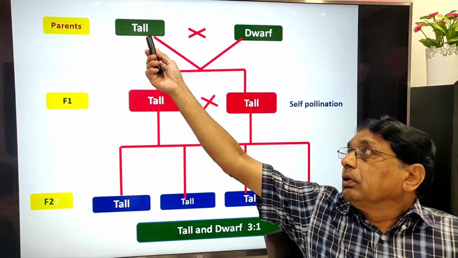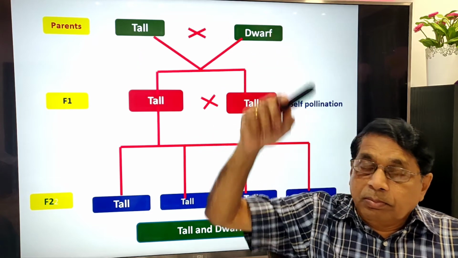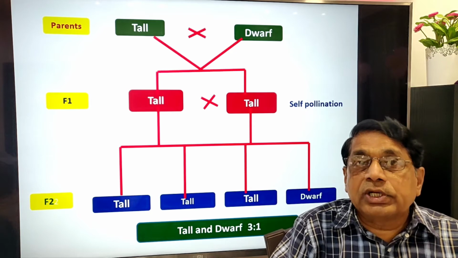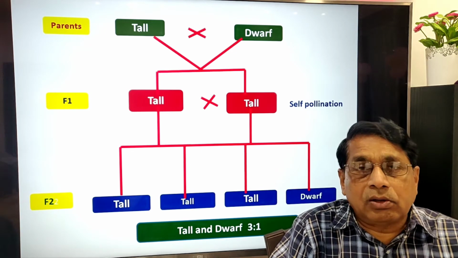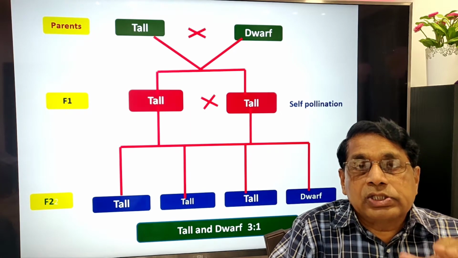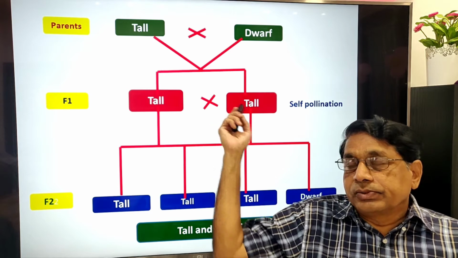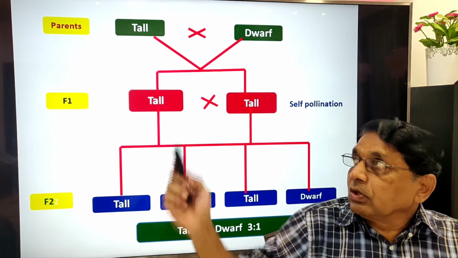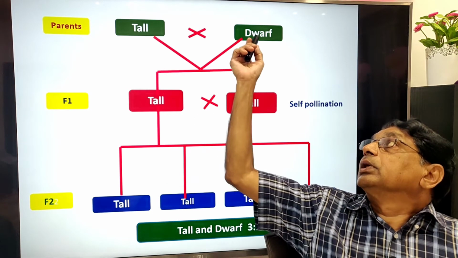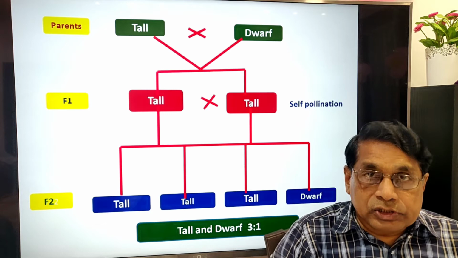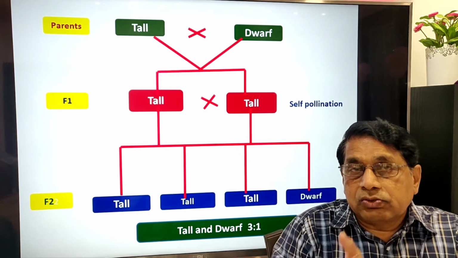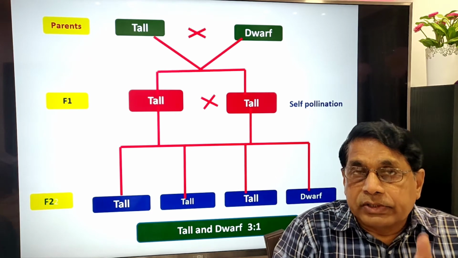Now here, when tall plants are crossed with the dwarf, in F1 generation only tall plants appeared. That is, tallness is dominant over dwarfness. The tall character is dominant, whereas the dwarf character is recessive. One is dominant, another is recessive. That's why it is called the law of dominance.